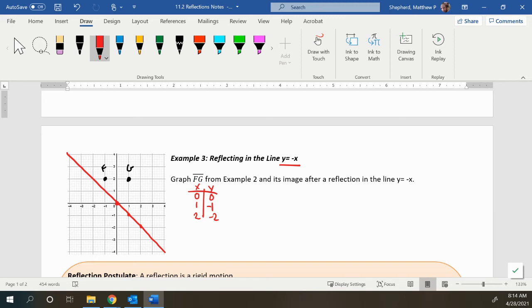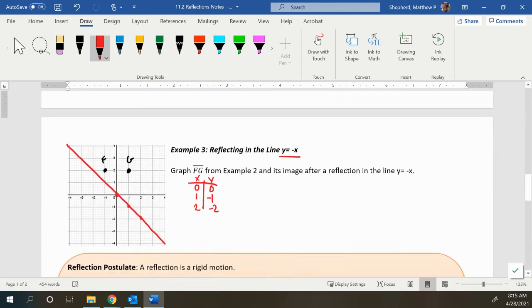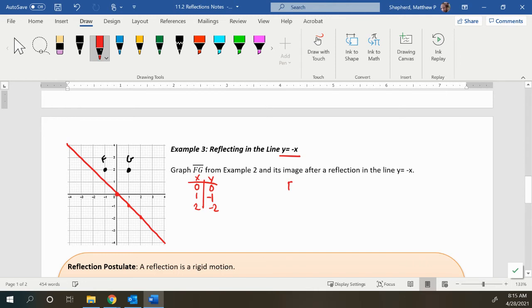Okay? Now, we can approach this two ways. We can draw the lines, which I will show. The other way is we can use what they just told us here. Both of those points would be reflected by switching where the numbers are and then changing the sign. So if f was at the point (-1, 2), then f prime should be at (-2, 1). Switched places and switched signs. And then G, which was at (1, 2), would then switch to G prime, which would become (-2, -1).